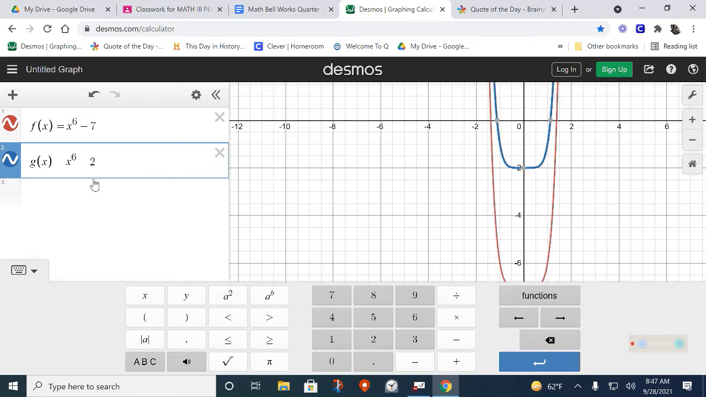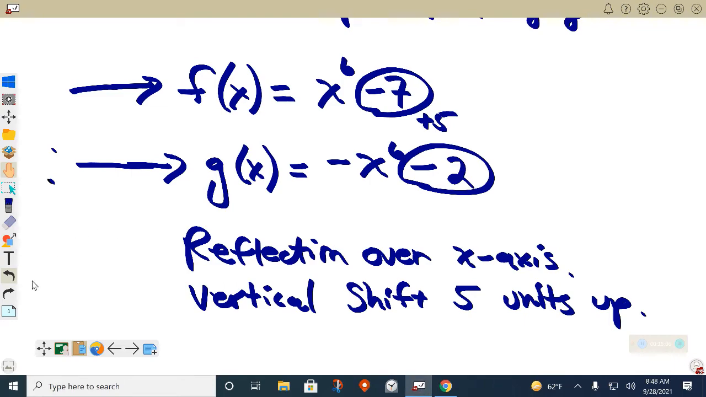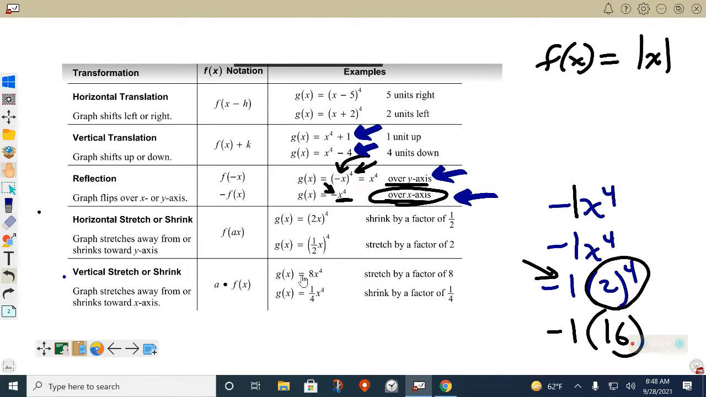So what I want you to do is use the Desmos graphing calculator to verify your answers, just to double check that you're right. You can kind of see what's going on. Okay? Let's try one more. Because you guys already know this. This is kind of like a review lesson. It's not a big deal. Here we go.